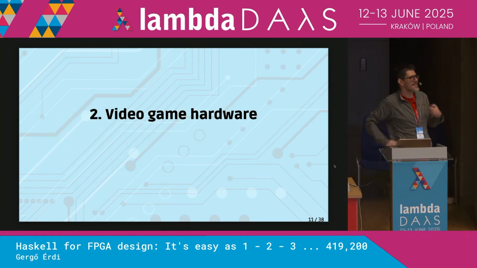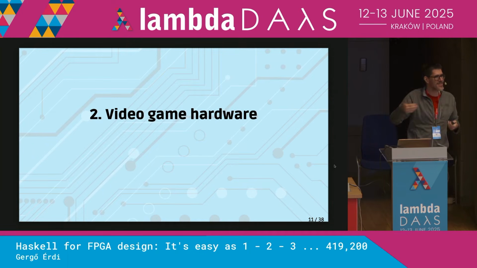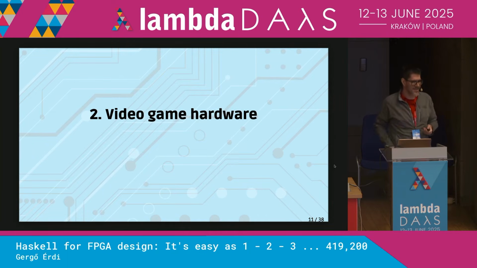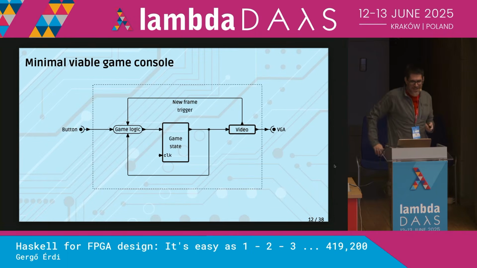Okay, so now that we know how to count to 800, and now that we know how to count to 524, surely the next incremental step is to build a video game console. There's nothing in between in terms of complexity, right? That's the obvious next step. Draw the rest of the owl. So what does a video game console look like? Well, if you look at the dotted box, it has an input, a button, and then it has some video output. Okay, and what happens in between?